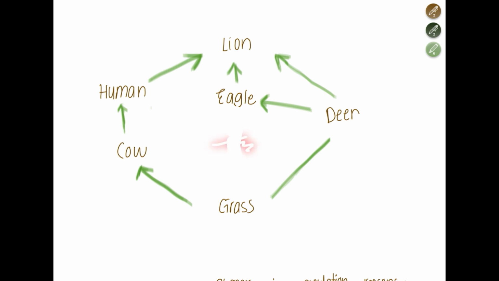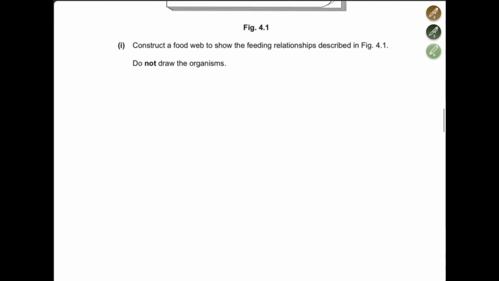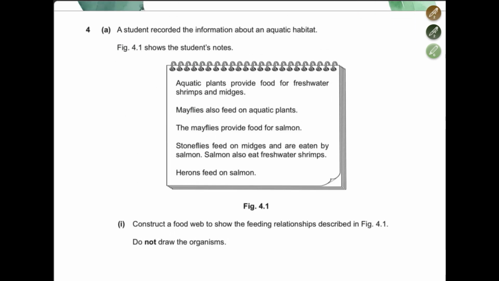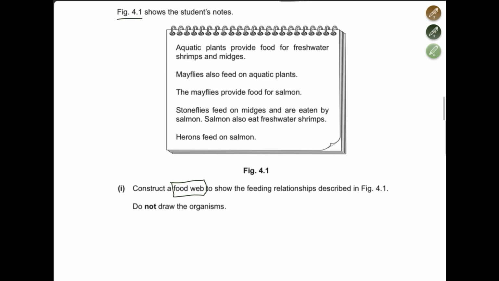The chicken is gone, so the grass would increase. Okay, now that we have understood what's the food chain and food web, let's solve some past paper questions. So this question says that a student recorded the information about an aquatic habitat. Figure 4.1 shows the student's notes. You're supposed to construct a food web to show the feeding relationships described in figure 4.1. Do not draw the organisms, so you're just supposed to write the names of them.